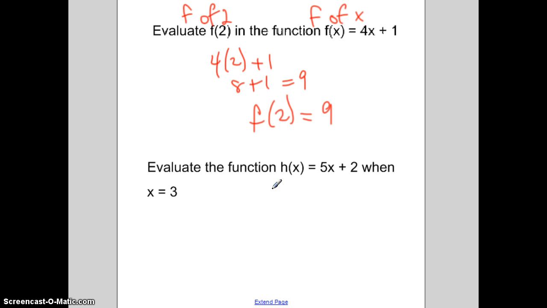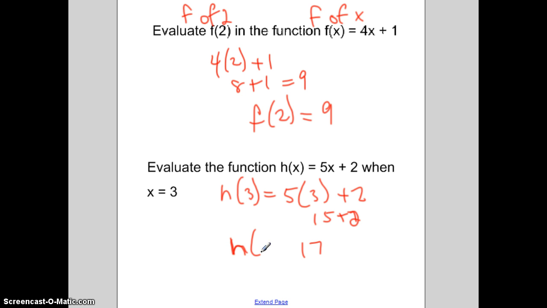Evaluate the function h of x. So when x is 3, what's the answer? So this is 15 plus 2, 17. So the function when x is 3 is going to be 17. This is the way you should write it. Really, I'm just going to check this part. But if you want to get really good at math, this is the way you should write it.